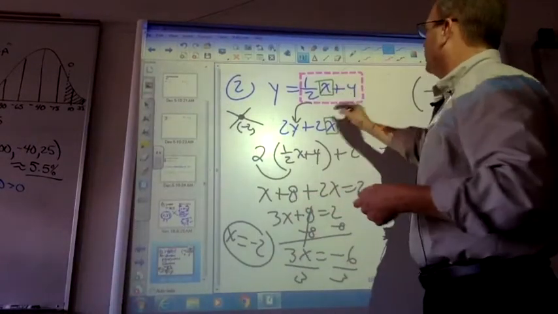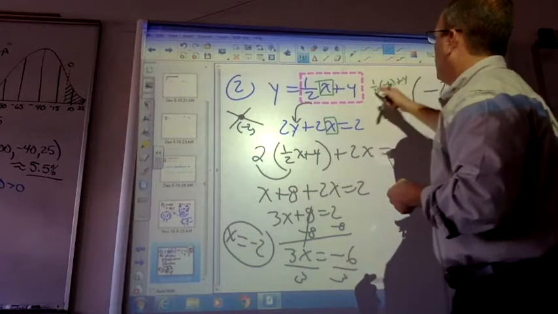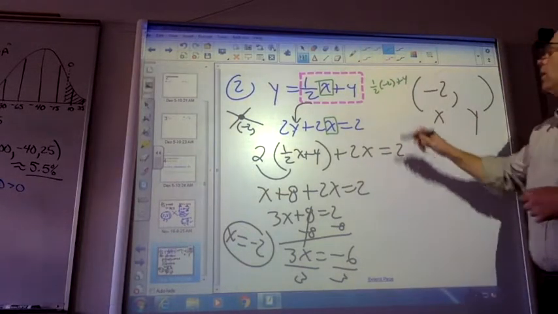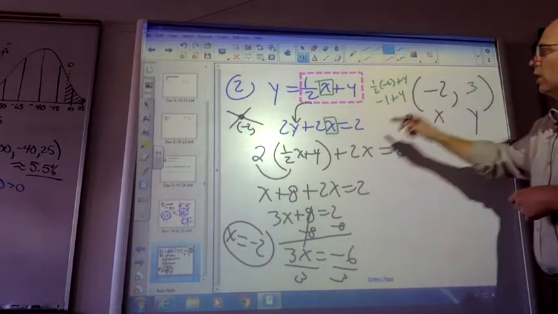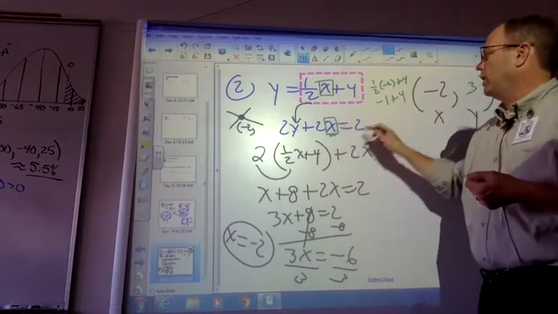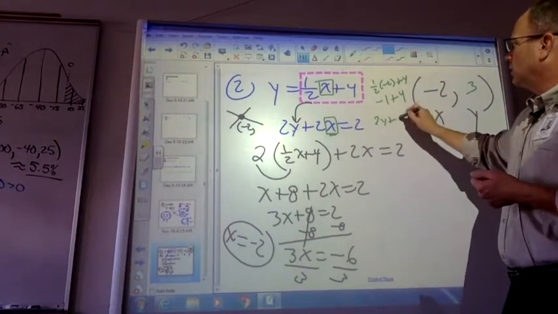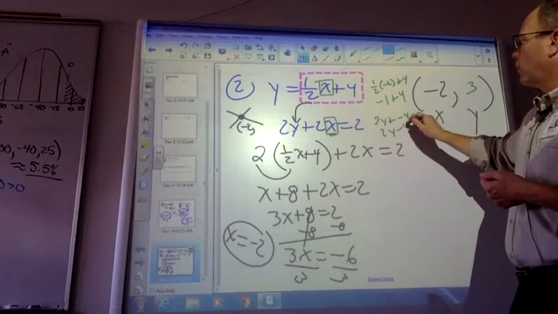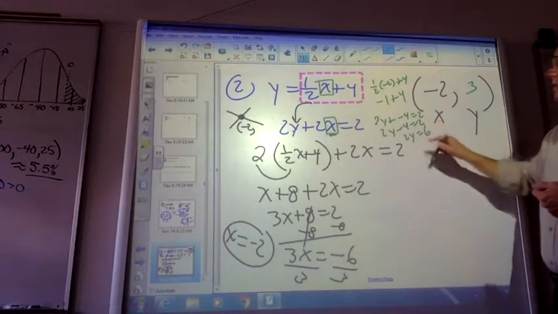So let me take the negative 2 and plug it in here. So I get 1/2 times negative 2 plus 4. What's half of 2? 1. What's half of negative 2? Negative 1. So negative 1 plus 4 is 3. So just for laughs and giggles, let's plug it in here. I get 2y plus 2 times negative 2. So that's negative 4 equals 2. Okay, so that's 2y minus 4 equals 2. I'm going to add 4, so I get 6.